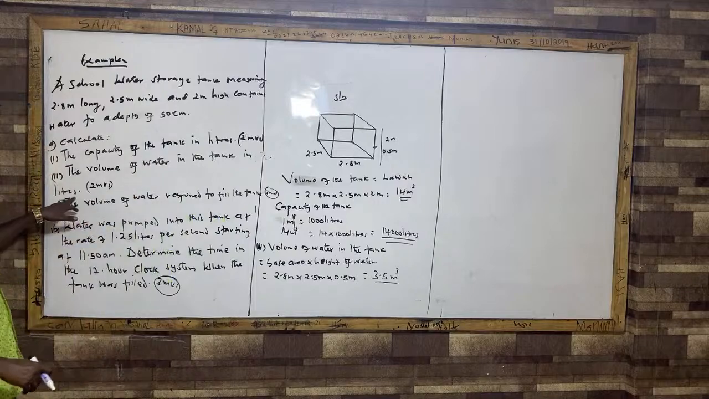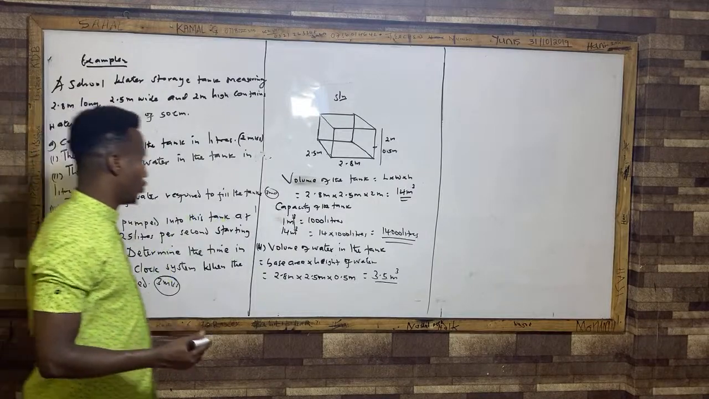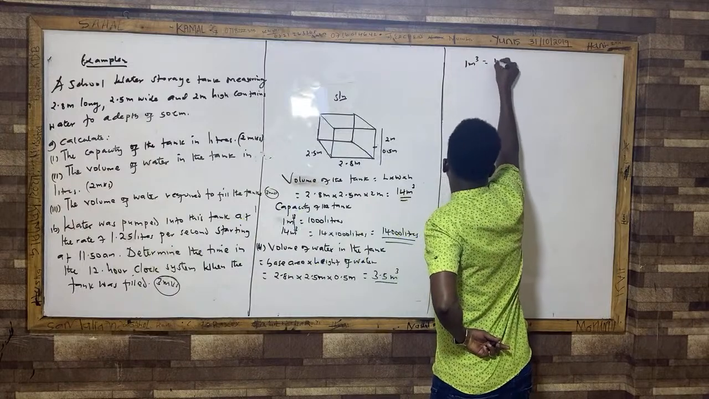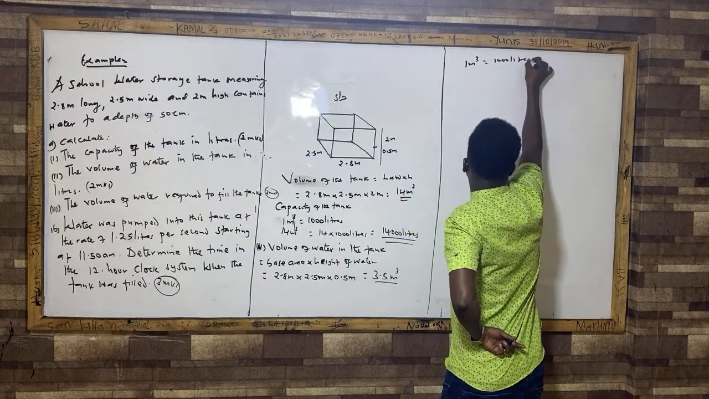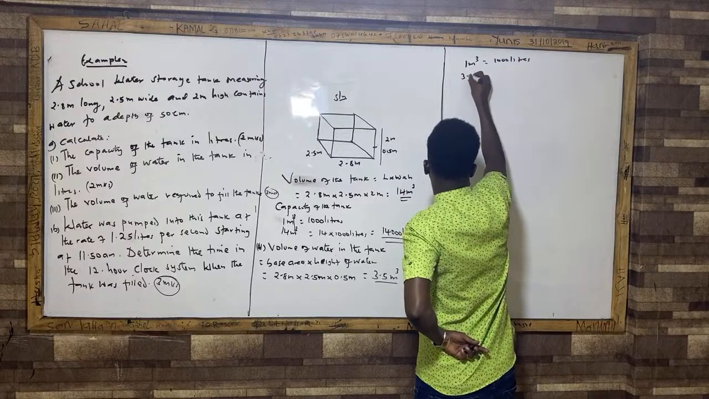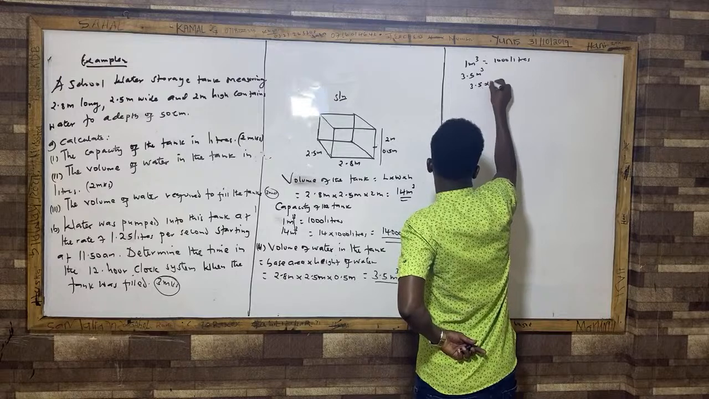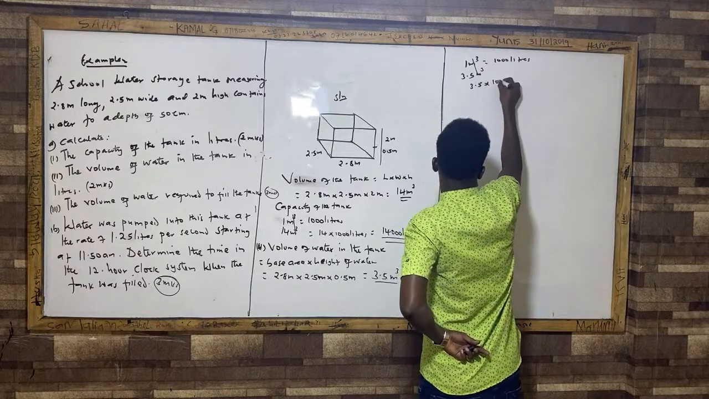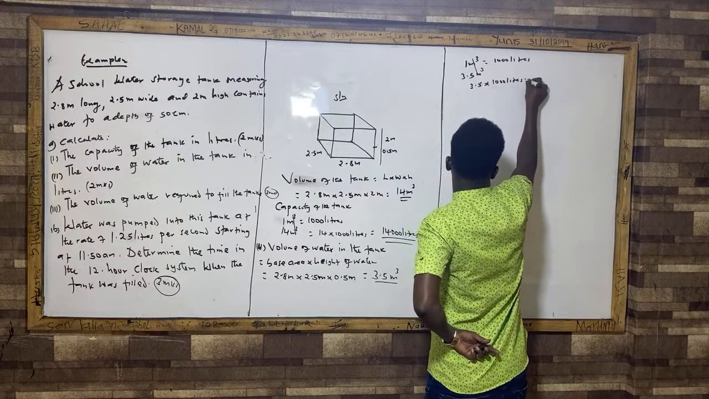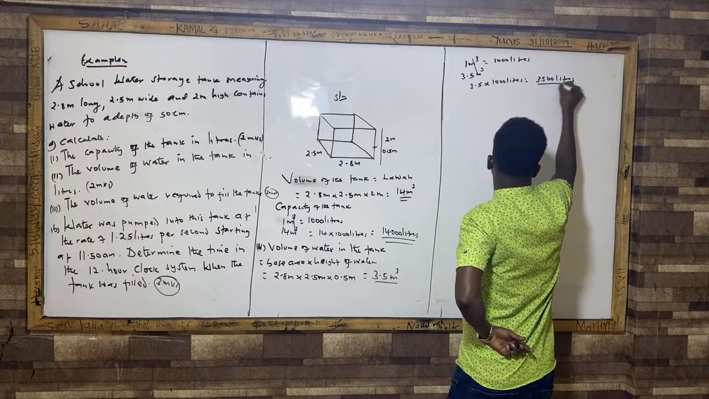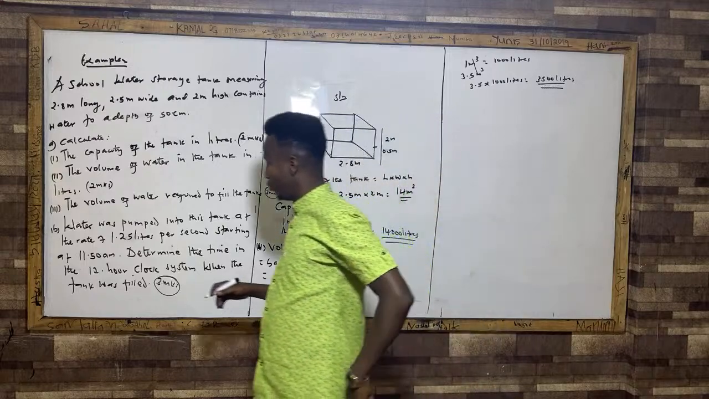The volume of water in the tank in liters again. Now let's convert. If 1 meter cubic is equal to 1,000 liters, what about 3.5 meter cubic? So cross multiply, it will be 3.5 times 1,000 liters, which will give us 3,500 liters. That is the final answer for your information.